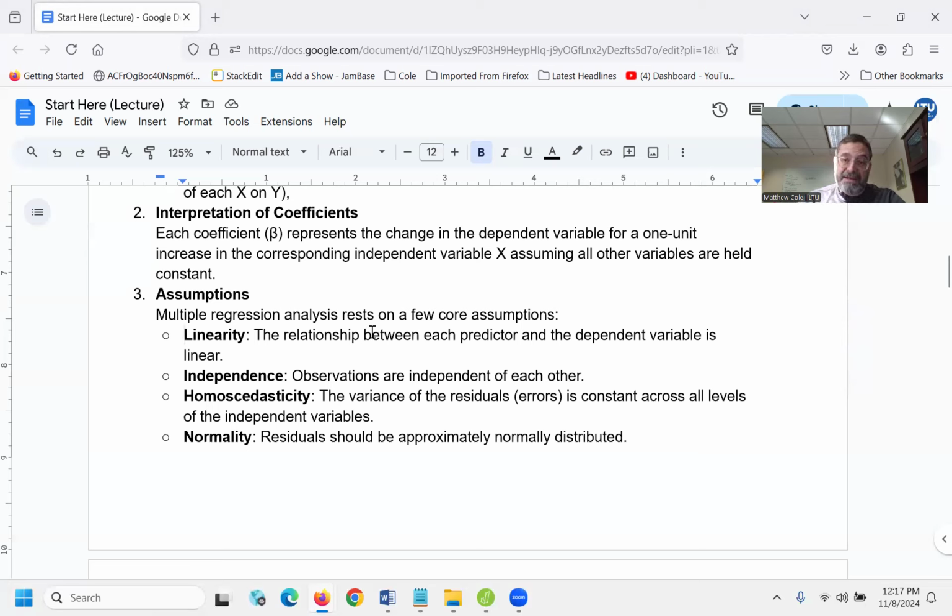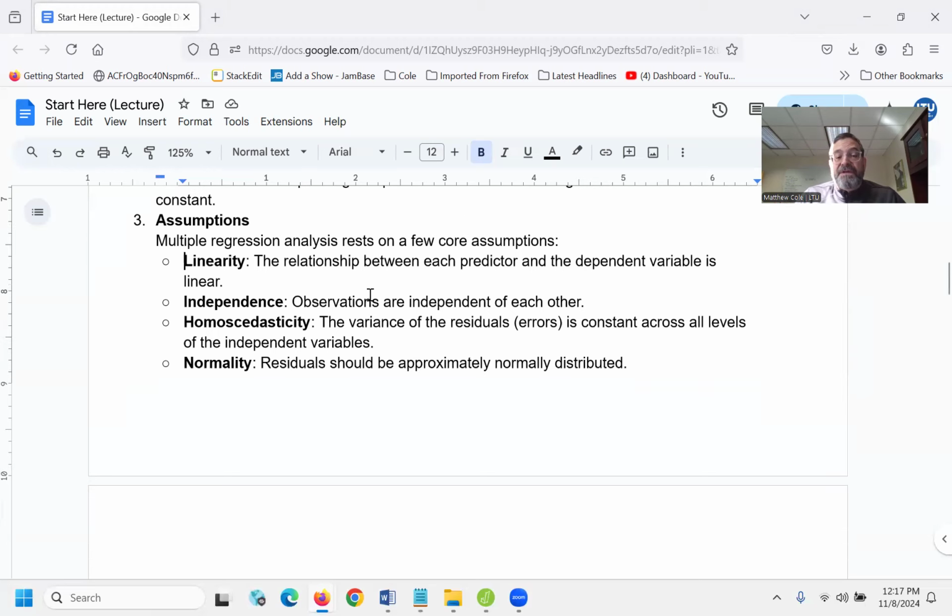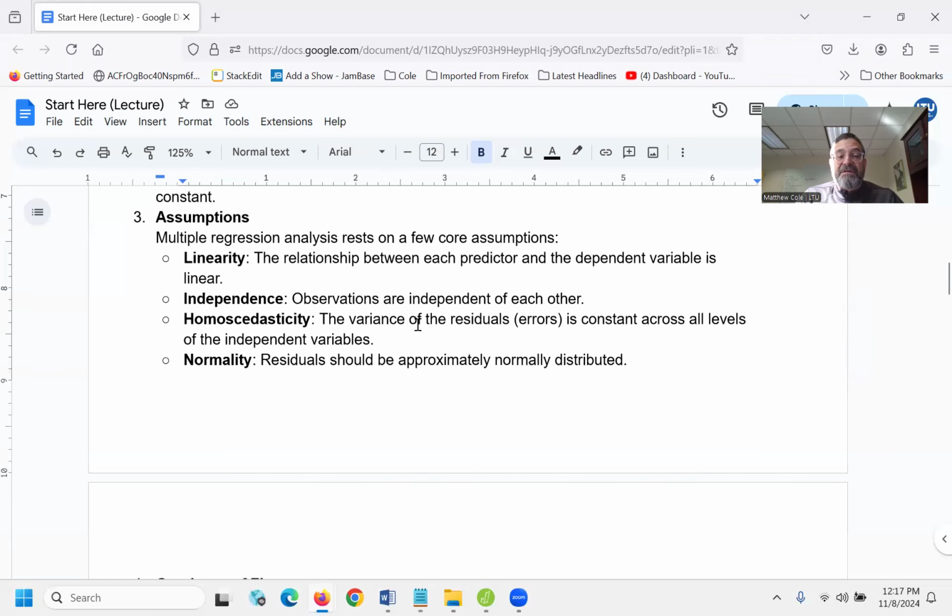It may be nonlinear or curvilinear, and we can test for that. That's more advanced analysis. I'm not having you do that in this lecture, but I'll direct you to a video where you can learn how to do that. Independence: observations are independent of each other. Something called homoscedasticity, which is that the variance of the residuals is constant across all levels of the independent variables.